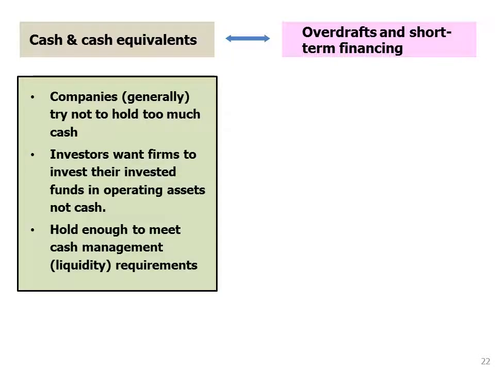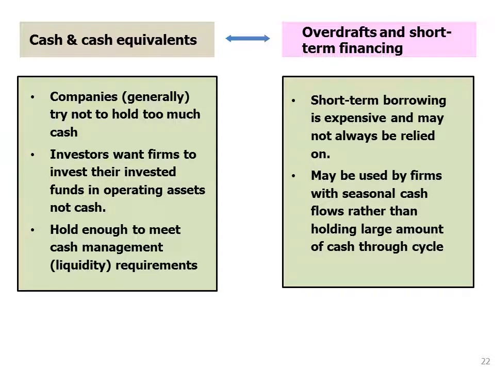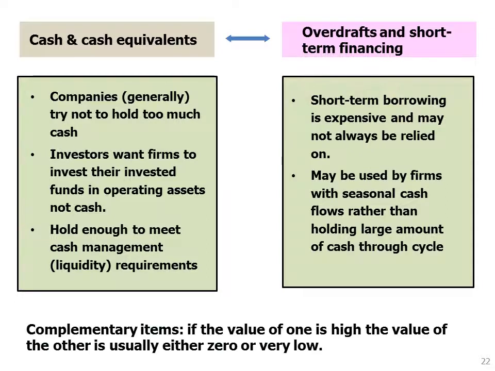So companies generally try not to hold too much cash. Investors want firms to invest their funds in operating assets, not cash, and they hold just enough to meet cash management liquidity requirements. And on the liability side, short-term borrowing is expensive and may not always be relied on, although it may be used by firms for seasonal cash flows rather than holding large amounts of cash through this cycle. So with these complementary items, if the value of one is high, the value of the other is usually either zero or very low.